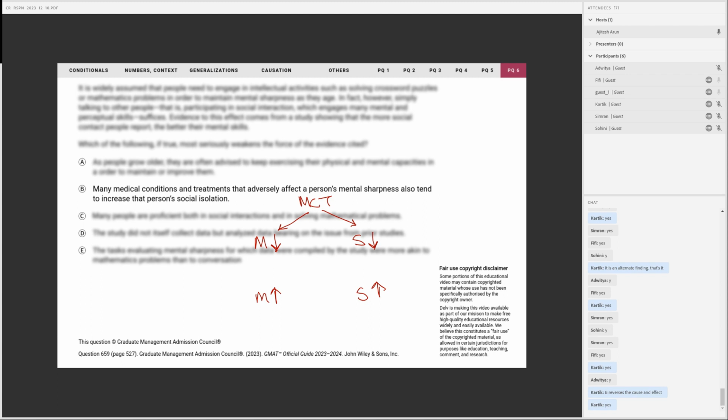Quick check. I'm not sure I've explained myself properly, but quick check. Are we okay with this? Yes or no? Please unmute if you have doubts. Okay, I've got one yes from Simran and Karthik. Okay. What about Advitya, Fifi, Shohini? Guys, you can also unmute, please remember. Okay, I've got a couple more yeses. Fifi, just one last quick check. Is B okay? Excellent. All right, guys.